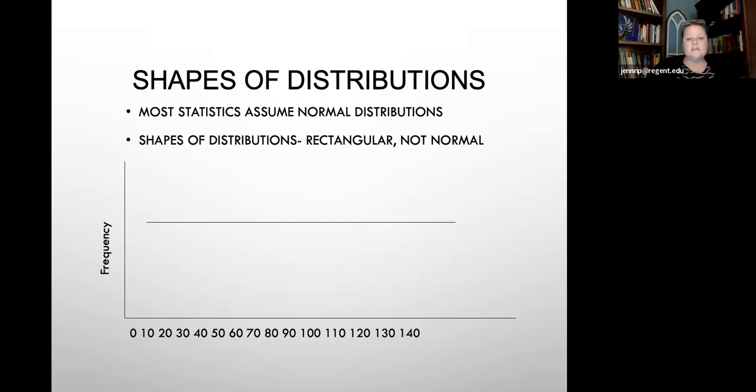So most statistics assume what's called normal distribution, which means a nice, beautiful, normal bell curve, right? Now, this would not be a bell curve, as you can see. This would be something called rectangular. It means that every value on your scale, say you have a scale that runs from 0 to 140 there on the bottom, has the same frequency, which means you can't tell where everyone's supposed to be. There's no probability here whatsoever.